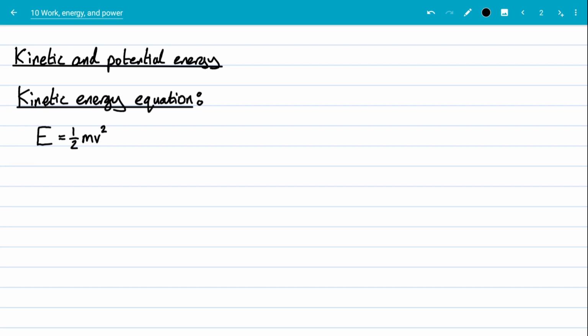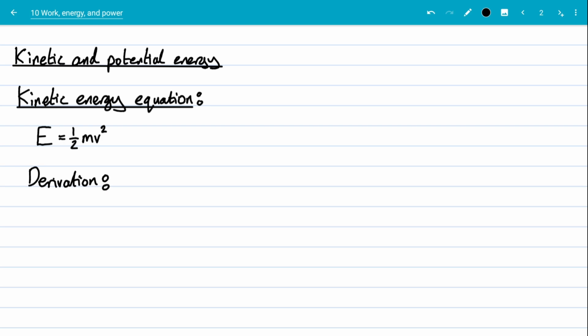The problem is the way that I'm going to derive it uses a Suvat equation, and as we've already met, the Suvat equations assume that the acceleration is constant. But this equation for kinetic energy works whether the acceleration is constant or not. So we're going to start the derivation with the idea of work done.